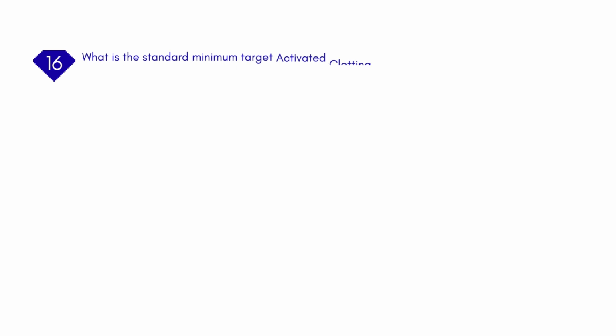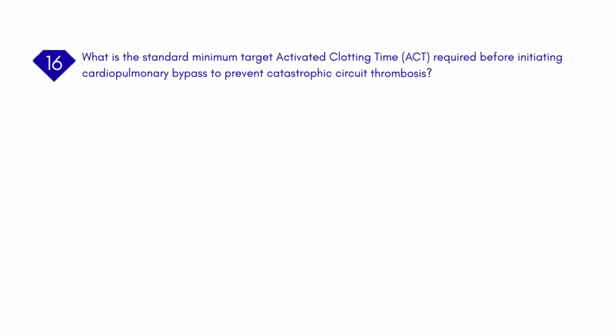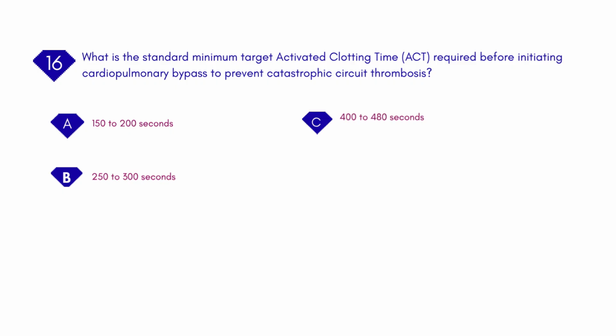What is the standard minimum target activated clotting time, ACT, required before initiating cardiopulmonary bypass to prevent catastrophic circuit thrombosis? A. 150 to 200 seconds. B. 250 to 300 seconds. C. 400 to 480 seconds. D. Greater than 800 seconds.